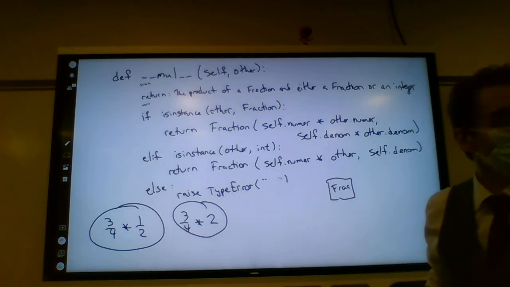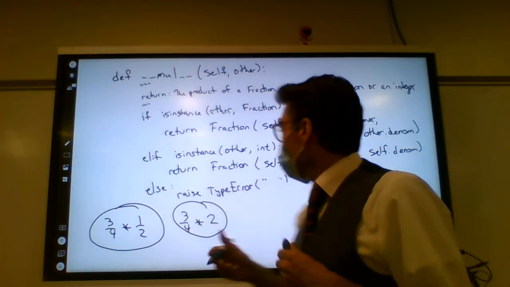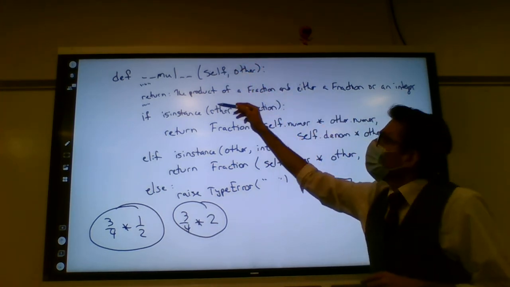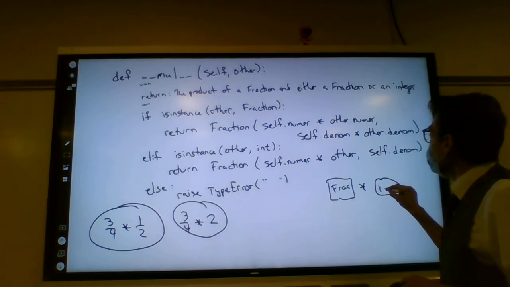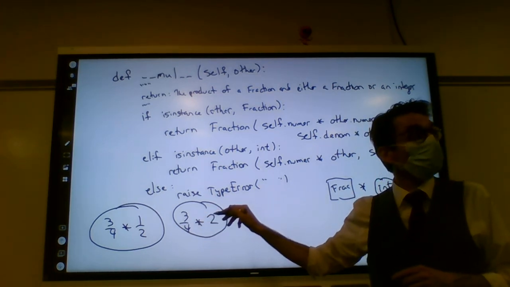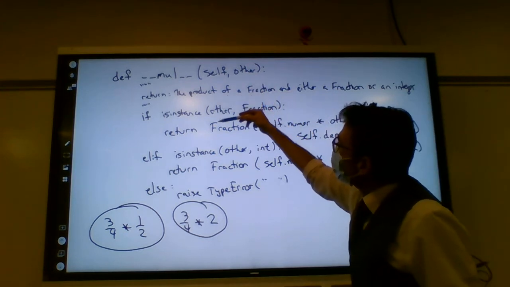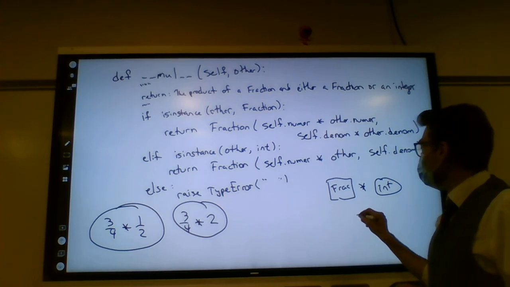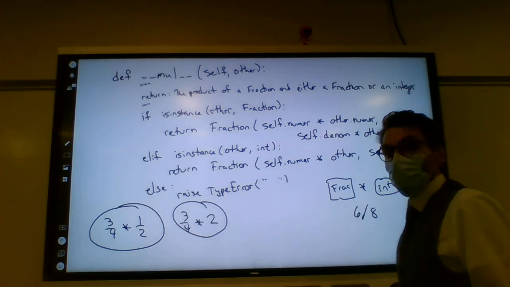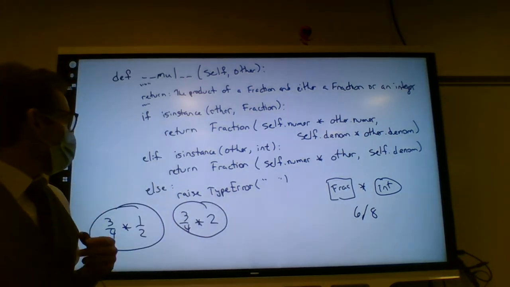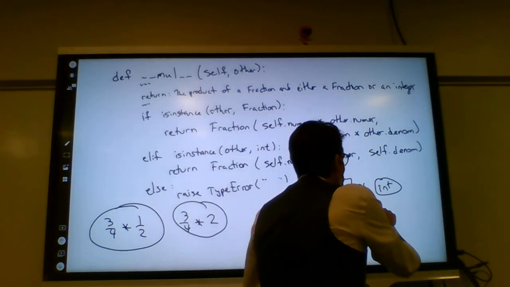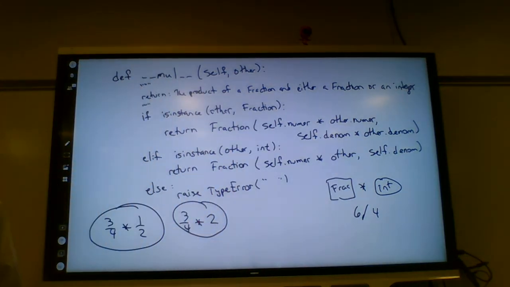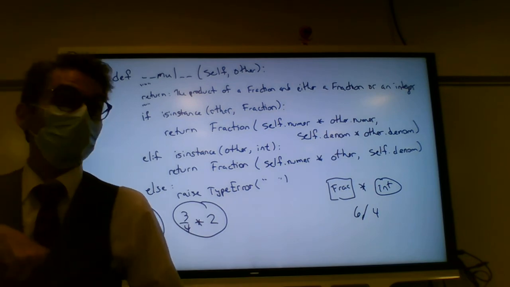So Python looks at it and sees, hey, there's a fraction, and then it sees multiplication. So it says, okay, I need to go to this method, and then it looks at this thing and says, oh, this is an integer. This is 3 over 4 times 2. Okay, well, what happens? Oh, okay, if the other is an integer, then I do this. And then it creates the fraction that then, when it prints it, prints 6 over 4. Make sense?